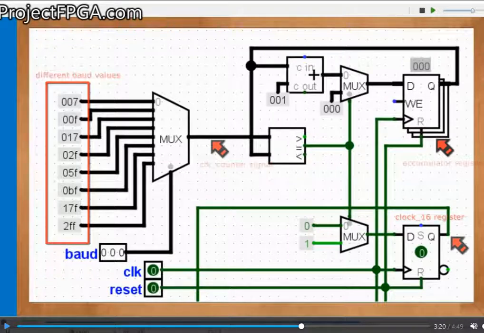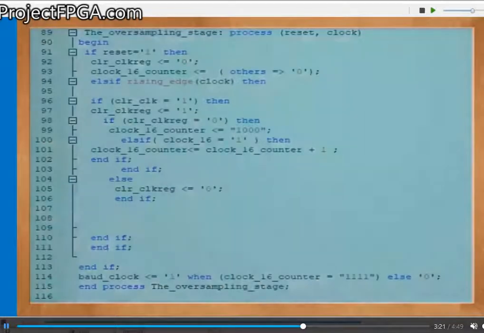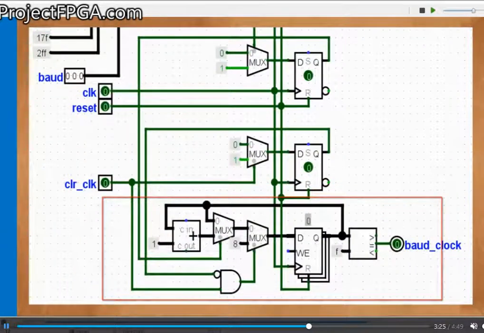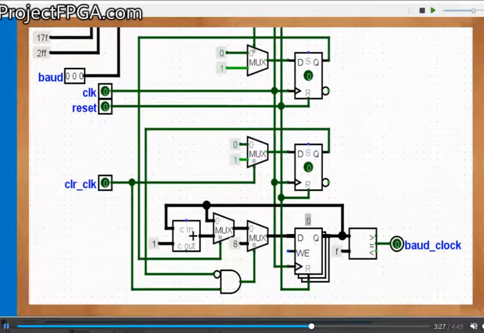Next, the oversampling stage. Here, a 4-bit counter called clock 16 counter register counts up to 16 from 0 to 1111 in binary and resets, and this is when our baud clock signal is generated. The clock 16 register signal is used to increment this accumulator.